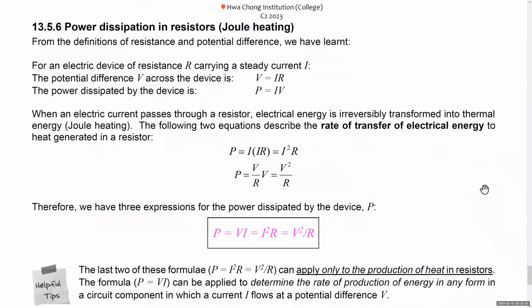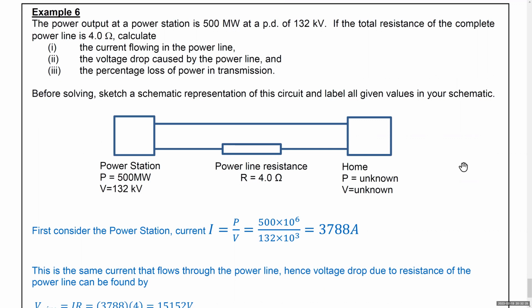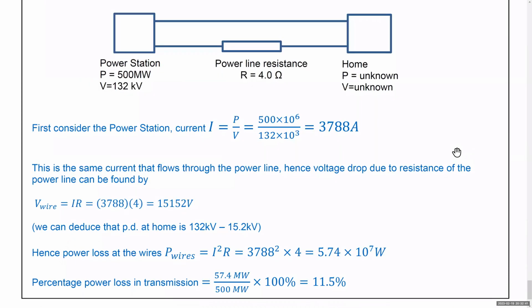Power dissipated in resistors is given by power equal to IV, or equal to I squared R, or equal to V squared divided by R. So for example 6, we are to calculate the current flowing through the power line, the voltage drop caused by the power line, and the percentage loss of power in transmission. First, consider the power station. The current will be P over V, which is 3,788 amperes. This is the same current that flows through the power line.